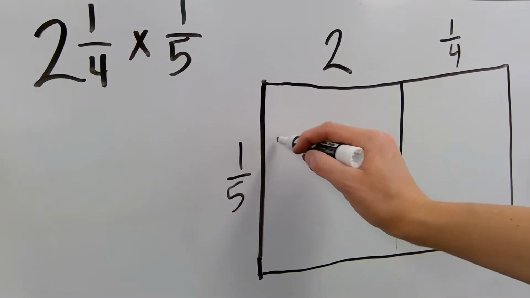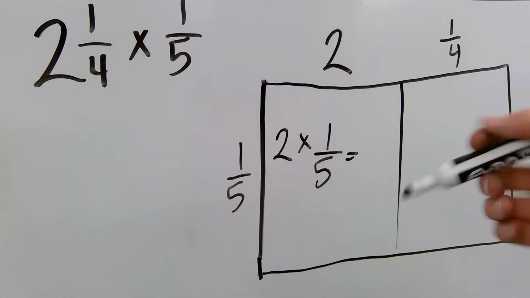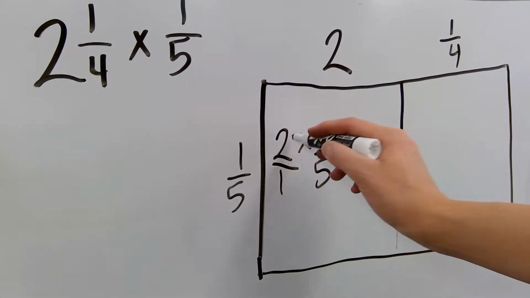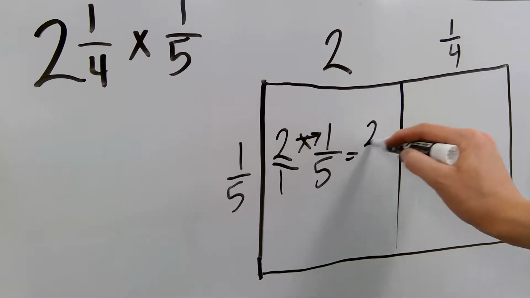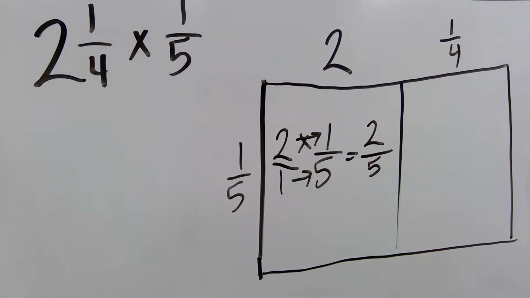First, I need to multiply 2 times 1/5. We still go straight across. Any whole number, the denominator is 1. So 2 times 1 is 2. 1 times 5 is 5. Now I need to do 1/5 times 1/4.